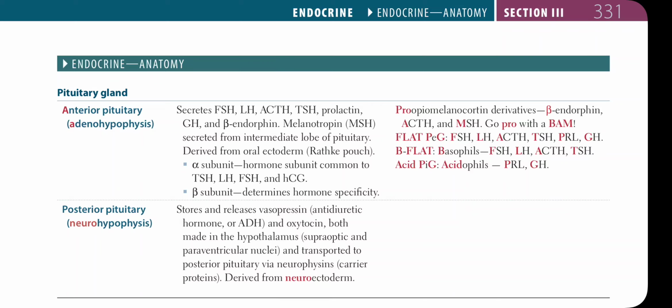So, this is the anatomy part of it. If you want the embryology part of it, it's the video just before this one.